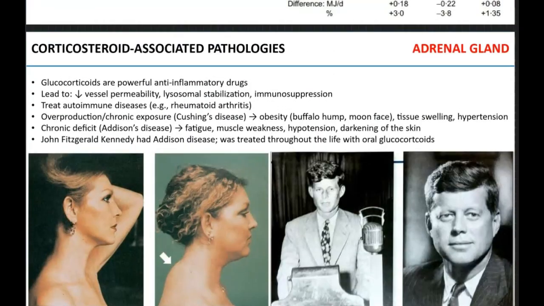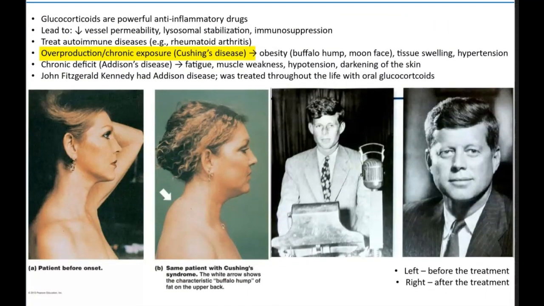Now let's go back to corticosteroids and consider the pathologies. There are two main pathologies associated with cortisol. Overproduction, which is called Cushing's disease. It results in so-called moon face, buffalo hump, central obesity, and hypertension. We kind of discussed, cortisol will lead to that.